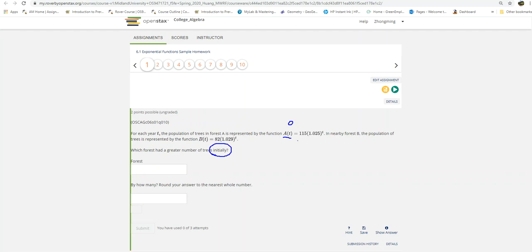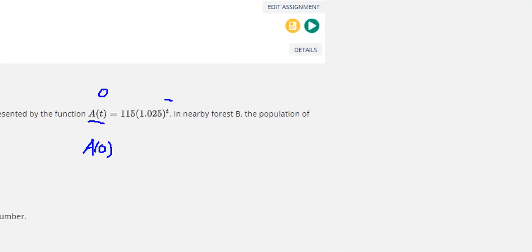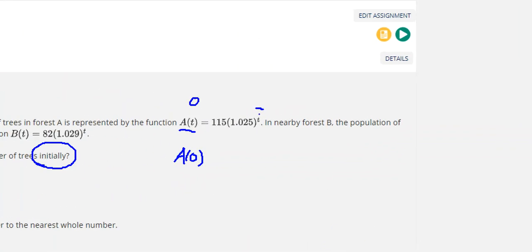Now, how do you figure out the initial population of trees? You just say A of 0 for this forest A. When you plug in 0 right here, so let me zoom in a little bit, this 1.025 raised to the power 0 turns out to be 1. In other words, this is your initial population. So from now on, you probably know that the coefficient of your function, this constant, is basically your initial population.